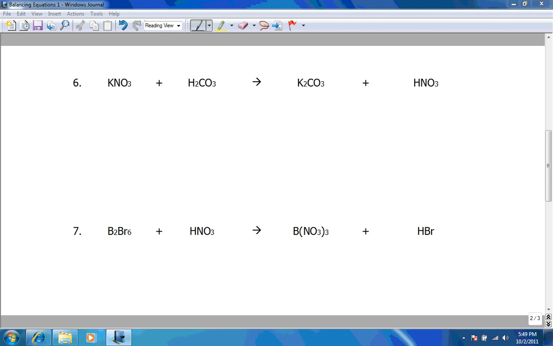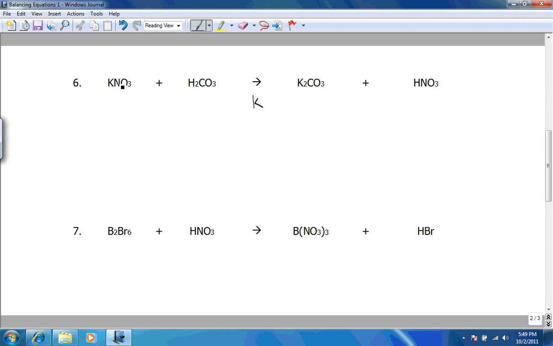Okay, we are now on the balancing equations worksheet. We're going to do the second half, questions 6 through 10. And just like the last one, we're going to set up by just simply writing out all the elements we have first. So we have K.